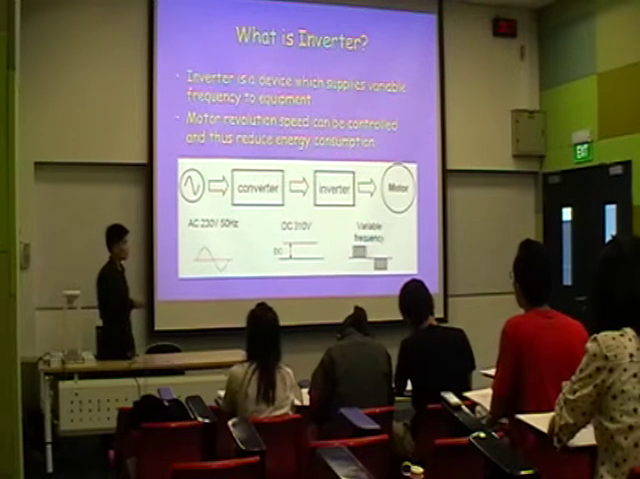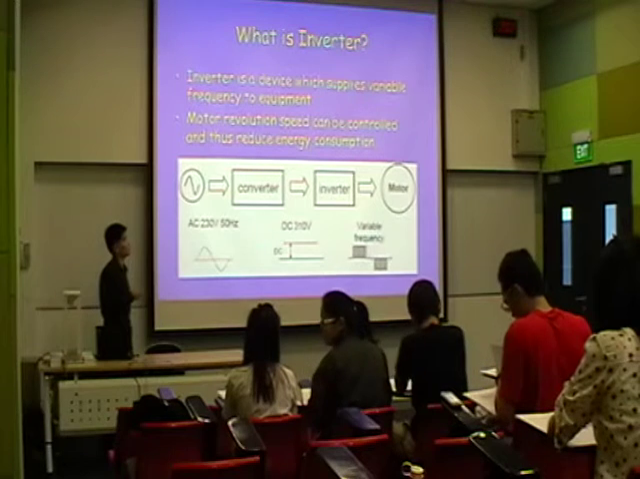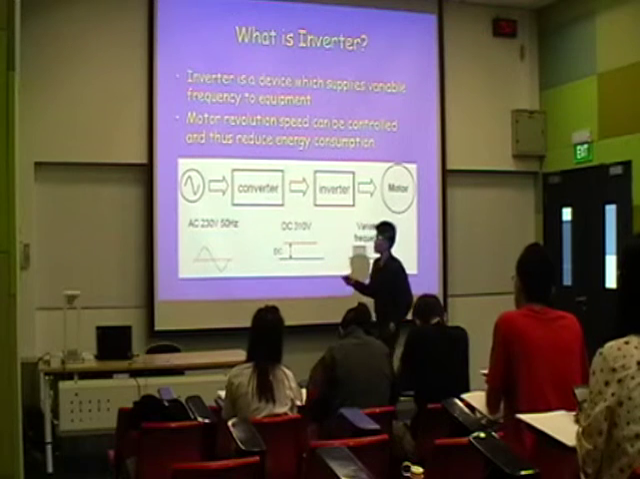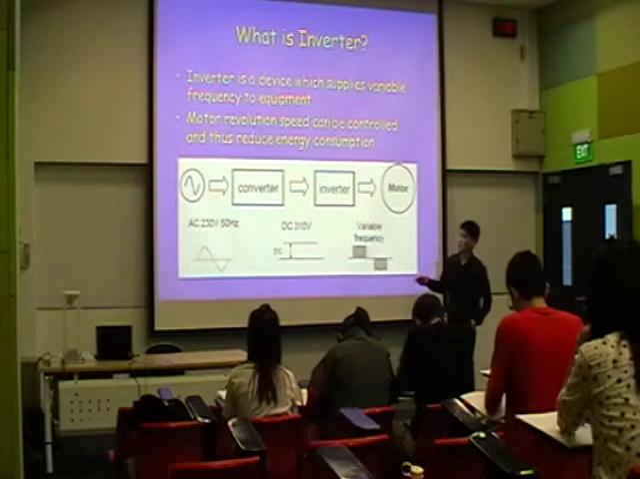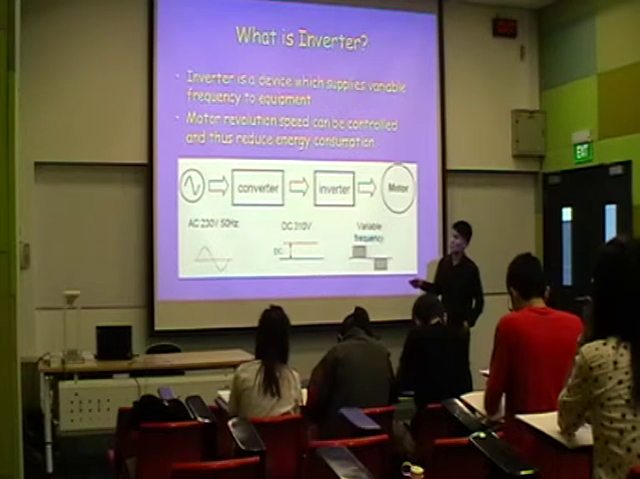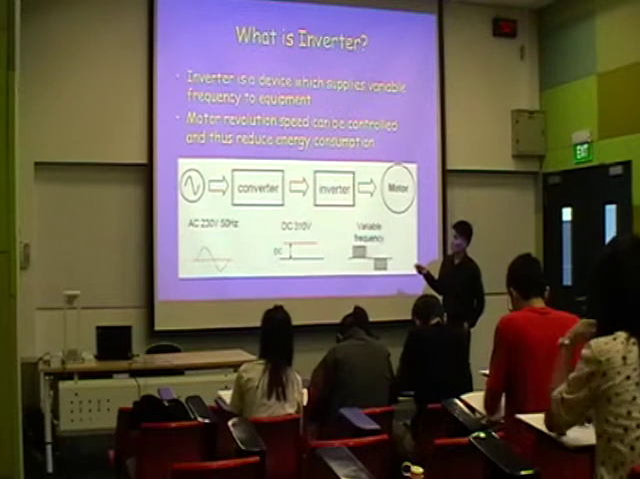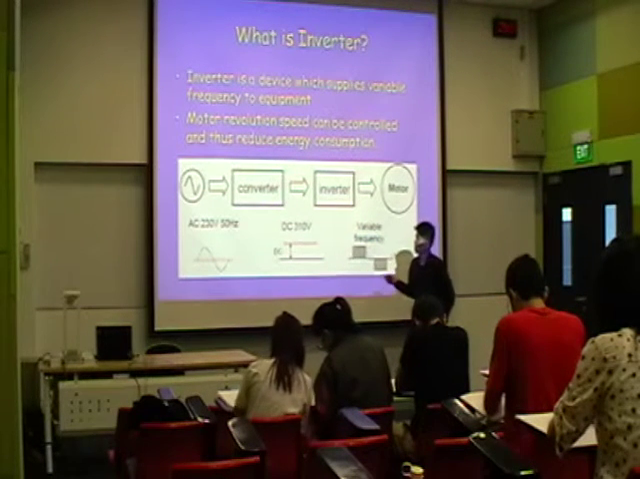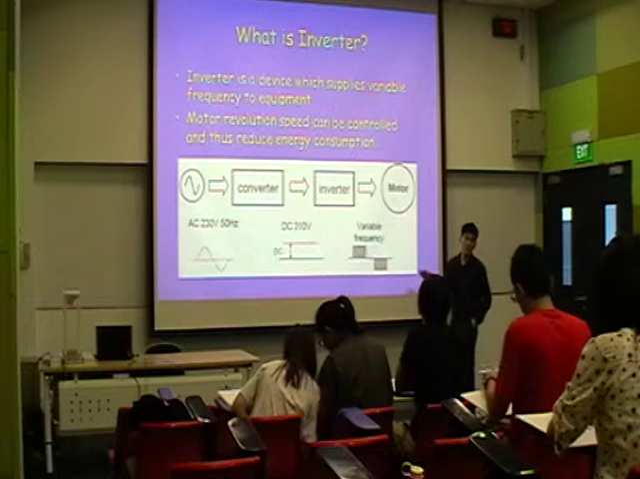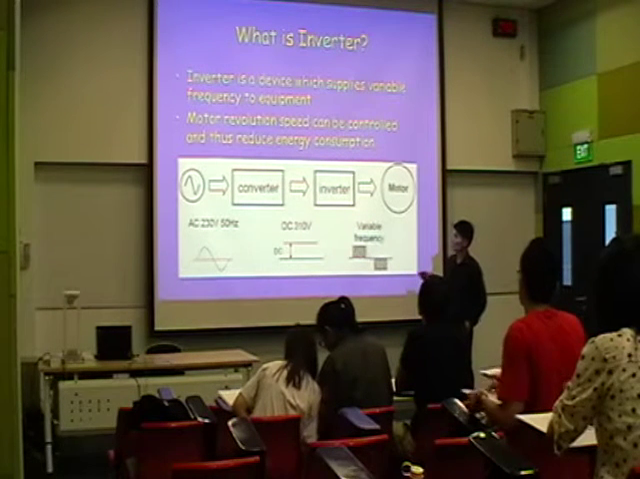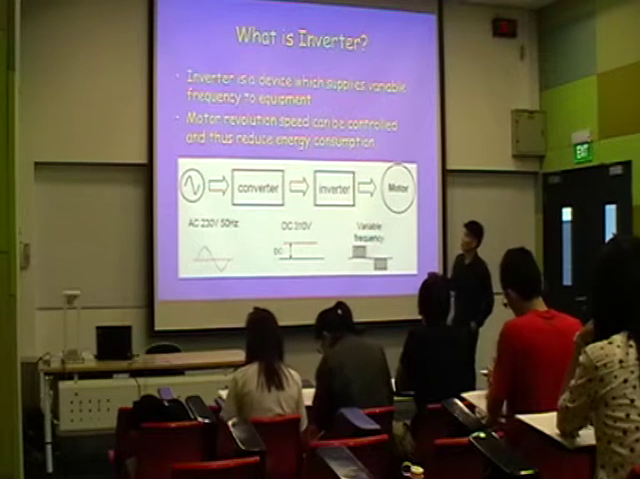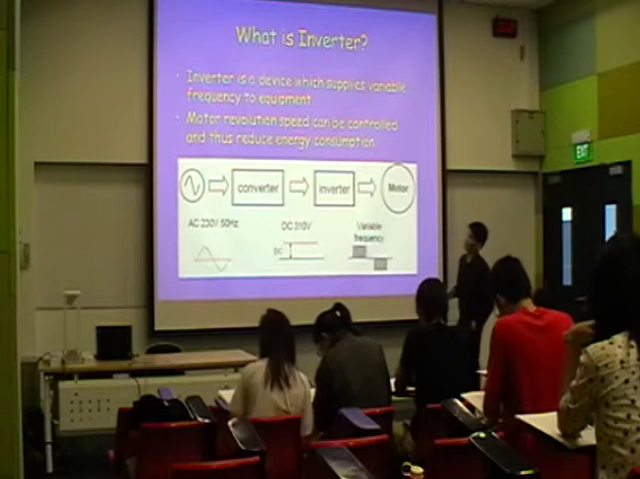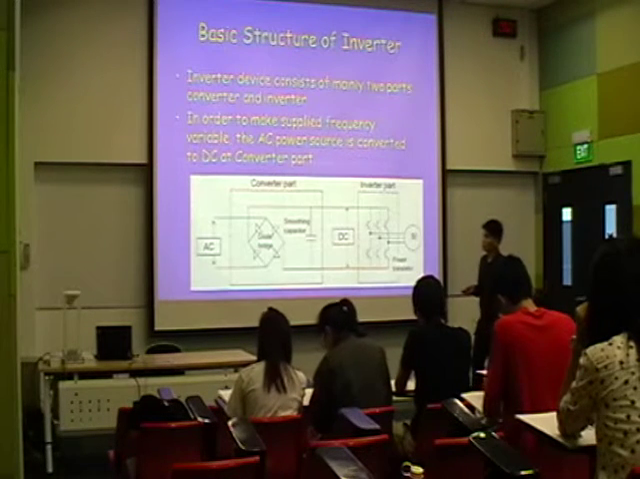Basically what we are trying to do here is to convert from AC to DC through the rectifier. Just remember the rectifier term. You can convert AC to DC, and then back to AC again. But at this stage, we are trying to change the frequency. Once we change the frequency, we get a different speed that the motor will experience. This is what the whole process of inversion is all about.